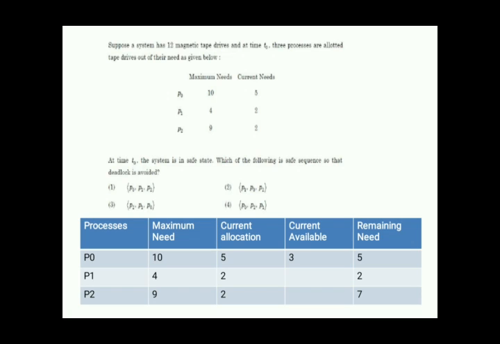So now we have the current available magnetic tapes are 3, and the remaining need for the processes is given in this column. Process P0 needs 5 magnetic tapes, process P1 needs 2 magnetic tapes, and process P2 needs 7. Currently we have available only 3 magnetic tapes. So when we are checking the remaining need for the processes, we find that process P1 requires 2 magnetic tapes.